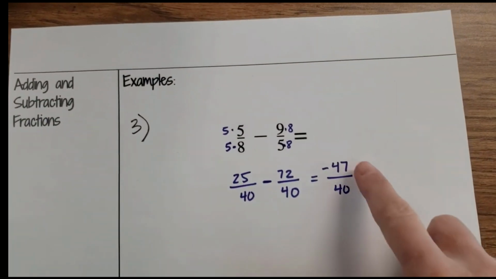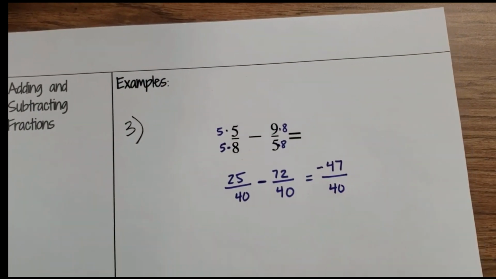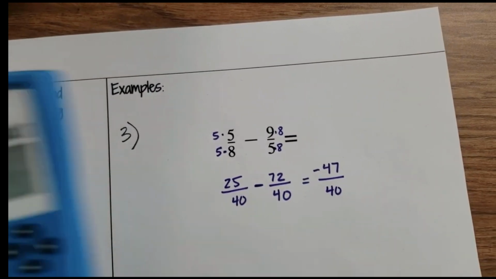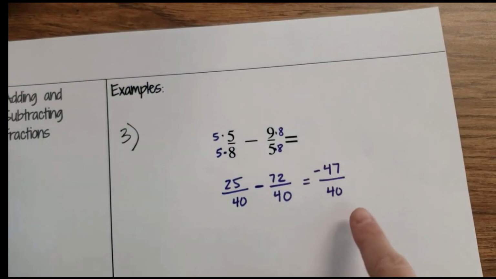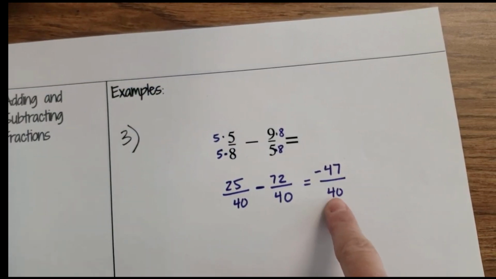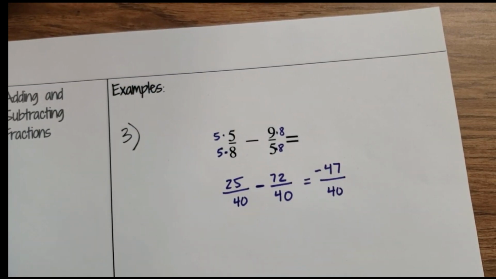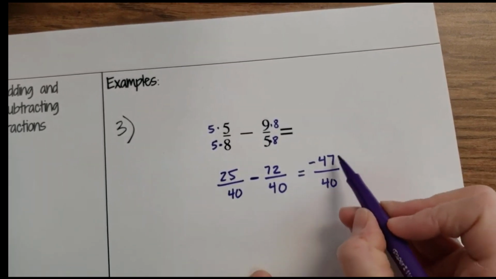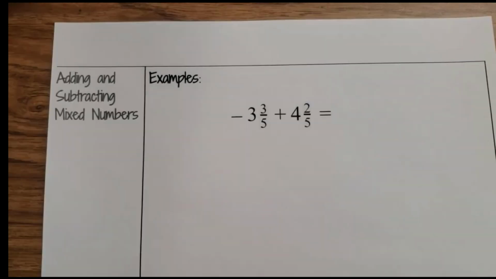So now I want to look at 47 and 40. Is there a common factor that we can divide by? If you're not sure, you can always use your calculator and try a few numbers. Think about what you could divide a 40 by. Is there anything you can divide a 47 by that's common? And in this case, no. We're going to leave it improper. So negative 47 40ths. There we go.